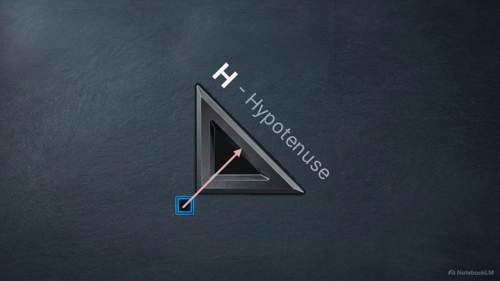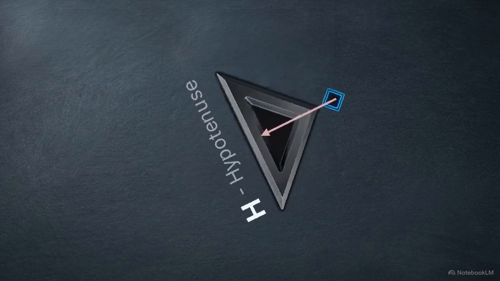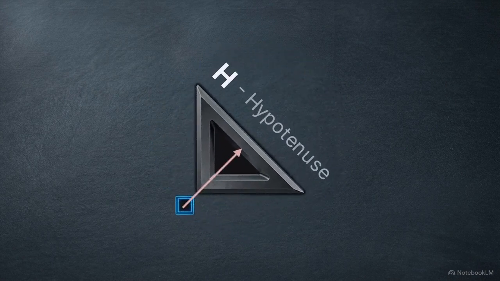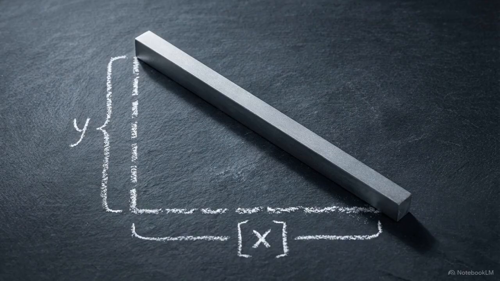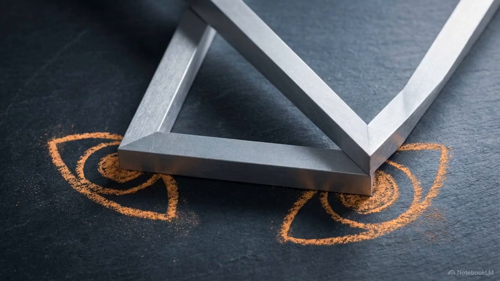The hypotenuse is an absolute constant. Its identity is locked to that 90-degree angle and remains the same regardless of how the triangle is rotated or flipped. Solving for a triangle requires identifying this permanent side before calculating the variables that change. Once the absolute is established, we can look at the remaining two acute angles.